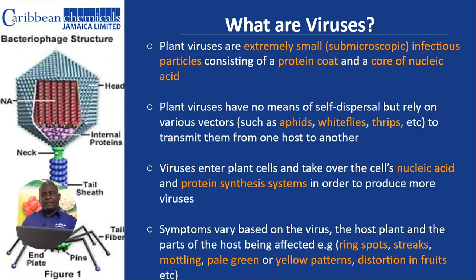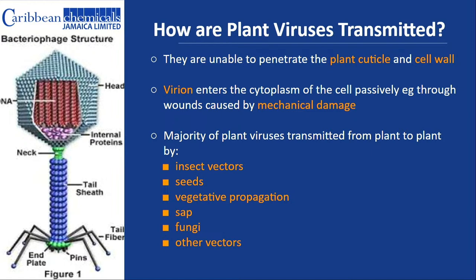All right, so we're going to talk about how plant viruses are transmitted. They are unable to penetrate the plant cuticle and cell wall, so viruses enter the cytoplasm of a cell passively through wounds caused by mechanical damage. Sometimes in the field, doing some form of work, we might break off a limb, or a machine may cut a plant, and the virus can actually enter based on that.